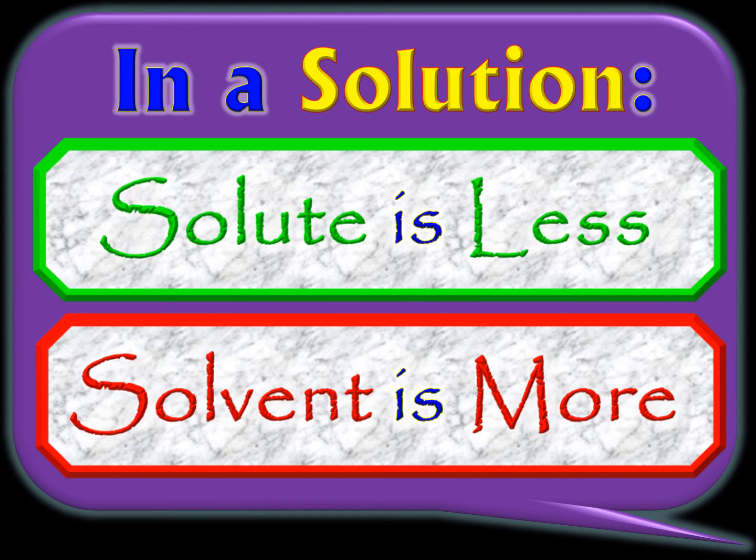In a solution, the solute is less and the solvent is more. The solute is less, the solvent is more. I put the solute on top and the solvent on bottom for a reason, because when we set up equations, well, of course, we're going to get quantitative at some point. Come on, this is chemistry. When we get quantitative, the solute finds itself on the top of the fraction, and the solvent finds itself on the bottom in the denominator, as you will see very soon.